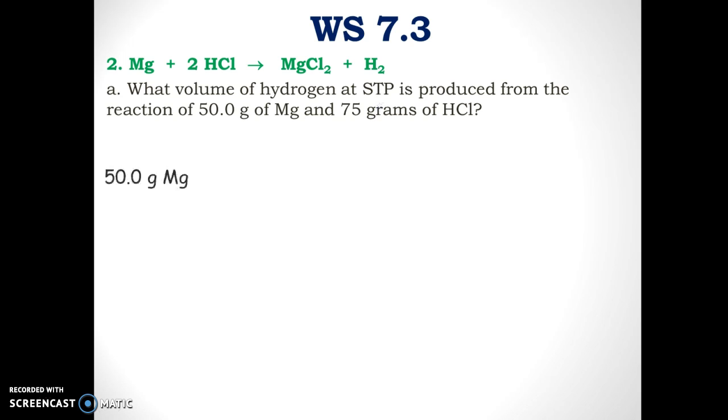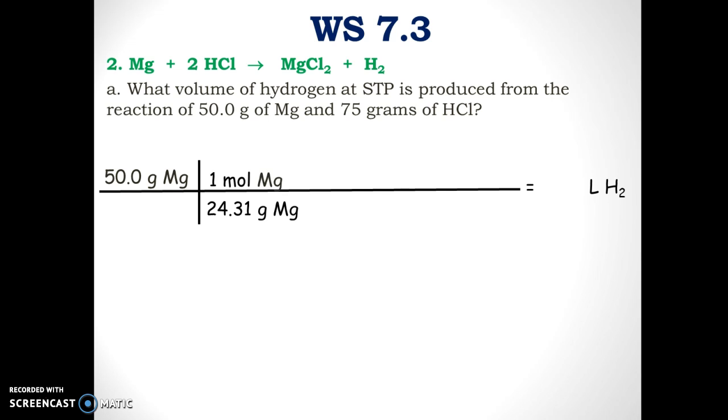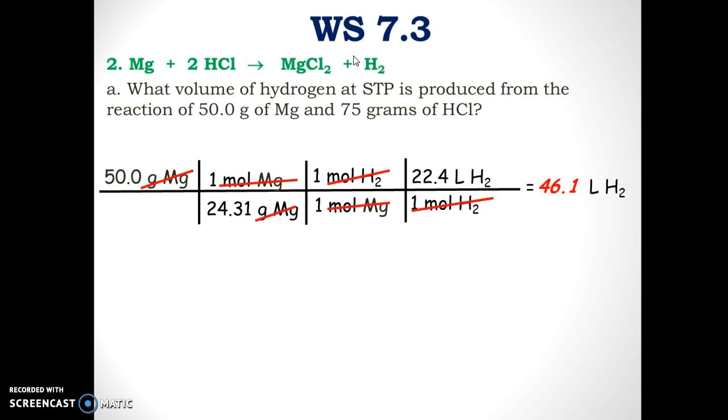What is my product? Volume of hydrogen. So I'm going to start with 50 grams of magnesium and end at liters of hydrogen. So just do stoichiometry there, going from grams to moles, moles to moles using my mole ratio 1 to 1, and then from moles of hydrogen to liters of hydrogen. Difference here again being 22.4 on top, not the molar mass, because I'm ending at liters.